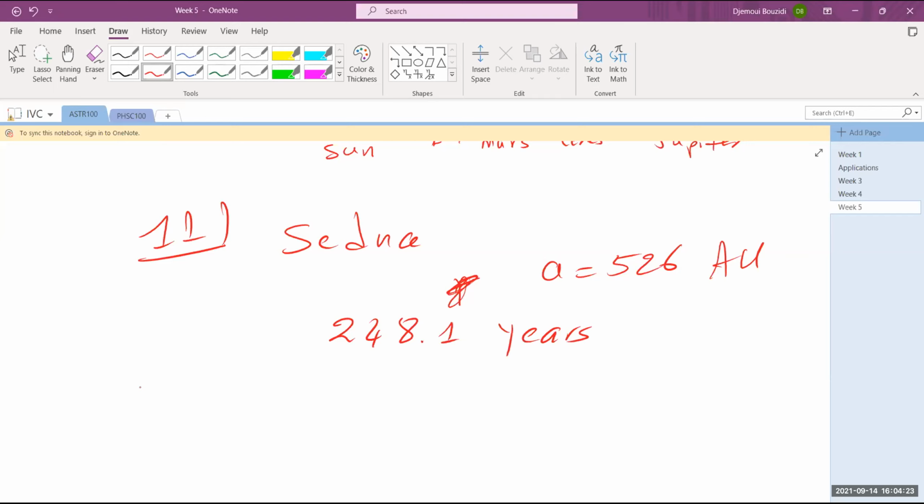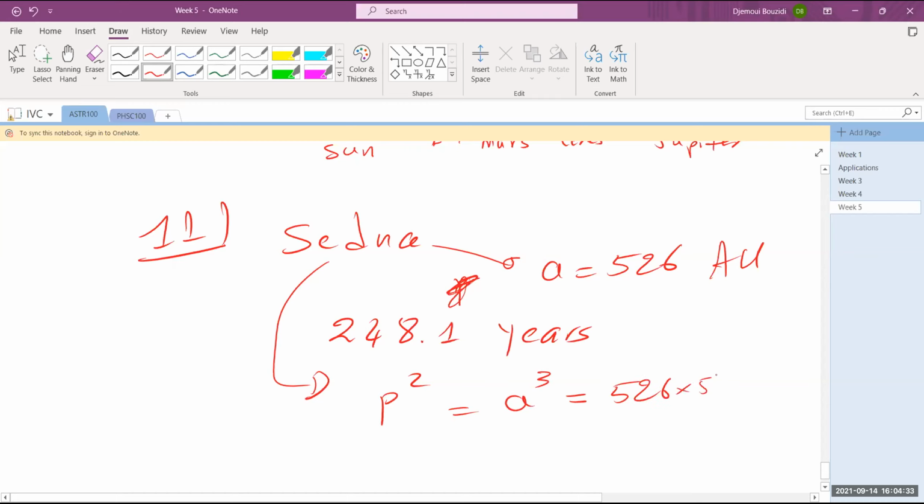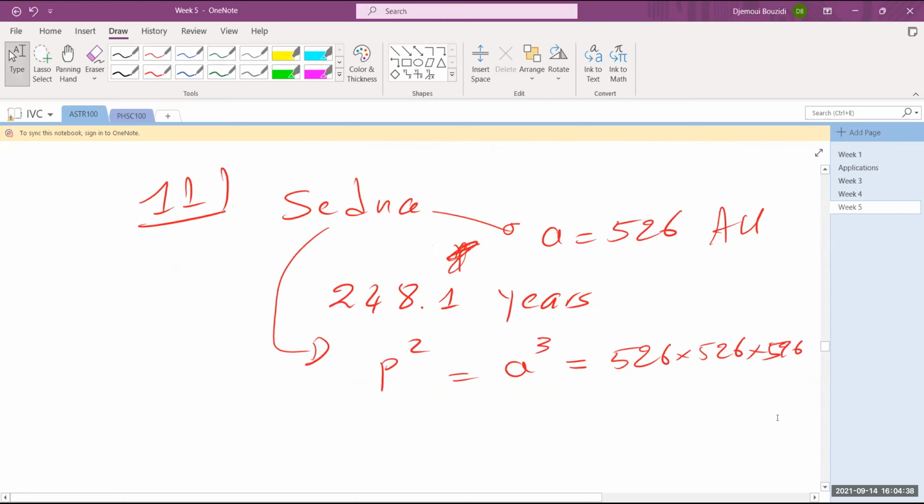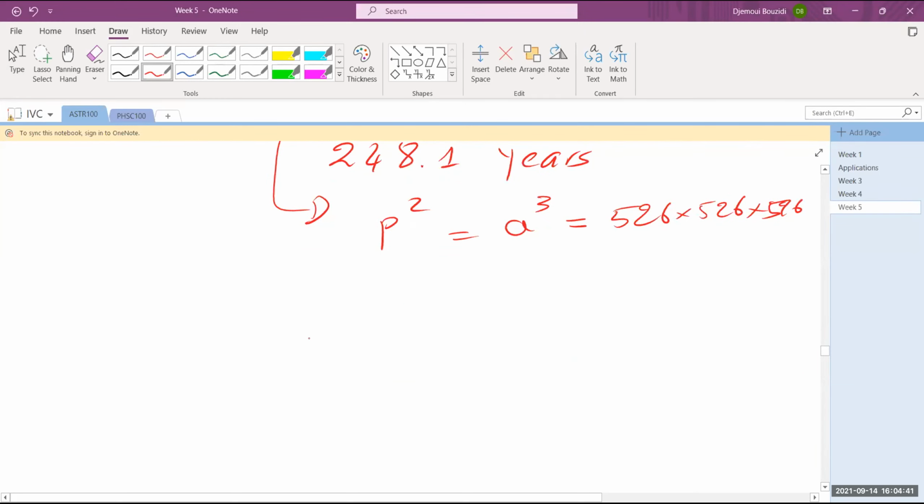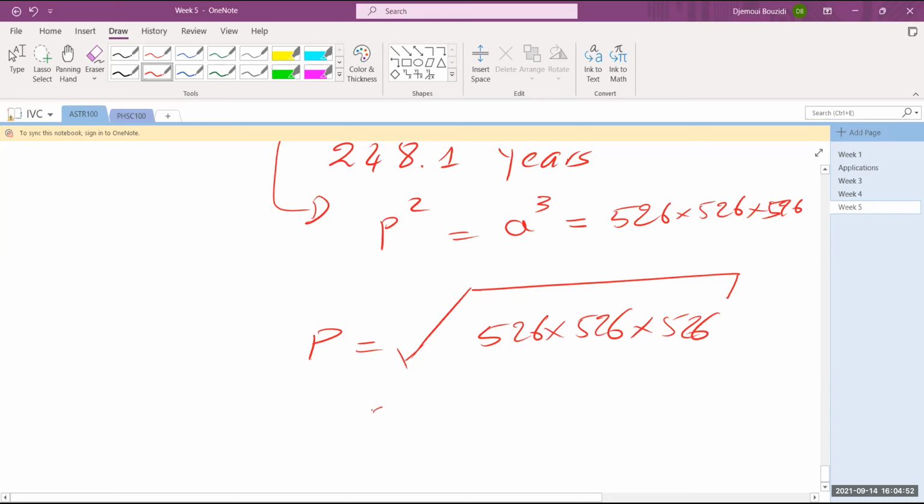So we need to compare that to this one. First of all, we need to find P for Sedna. So this is A for Sedna. We need to find its P. Well, P squared is equal to A cubed. And A cubed is 526 times 526 times 526. You're going to find a very large number. If you do the math, you take the normal square root, not the cubic root, of 526 times 526 times 526. Okay, I'm not sure, you need to check on your own with your own calculator, but it's more than 12,000 years.